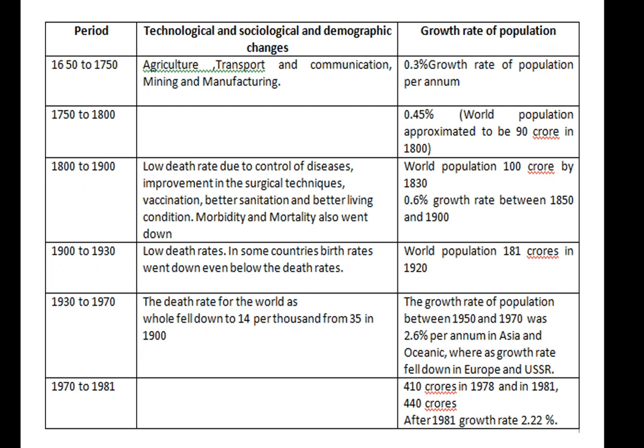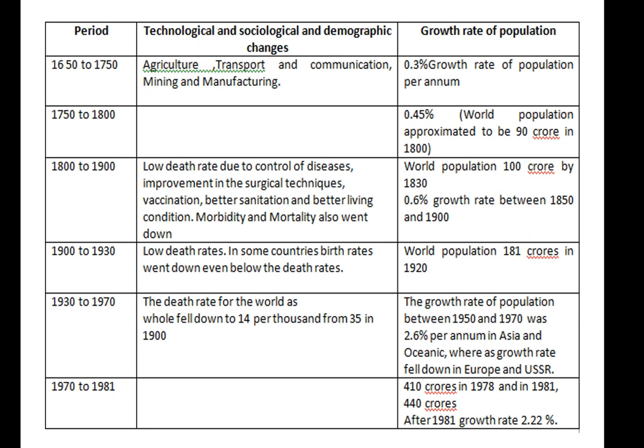From 1900 to 1930, the trend of low death rates continued. In some countries, birth rates went down even below the death rates. World population reached 181 crores in 1920.